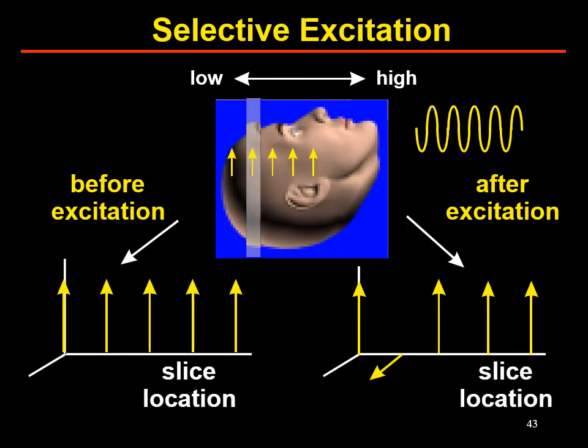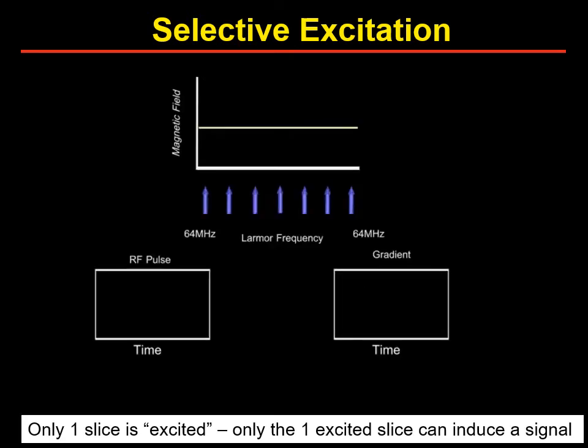If at this point an excitation pulse is applied at a certain frequency, only those spins in the slice that match the resonant frequency of the excitation pulse will be perturbed from their resting equilibrium state in the z-axis into the xy plane, and once into the xy plane, they will precess and generate a signal in our detector. Let's watch this animation.